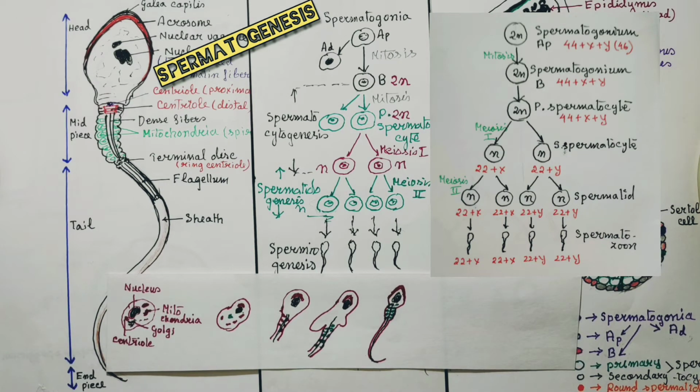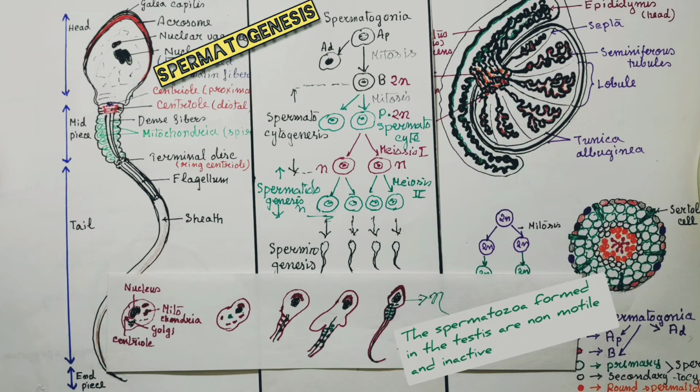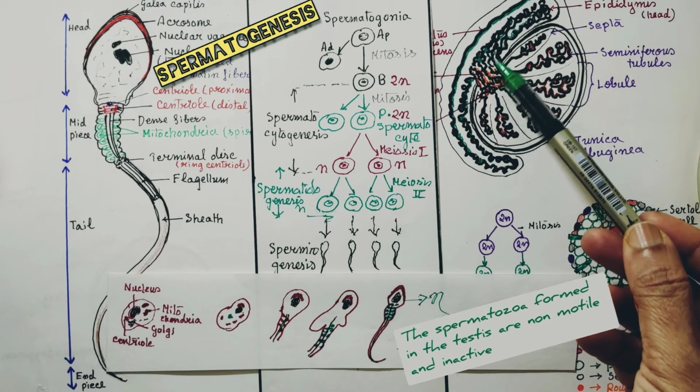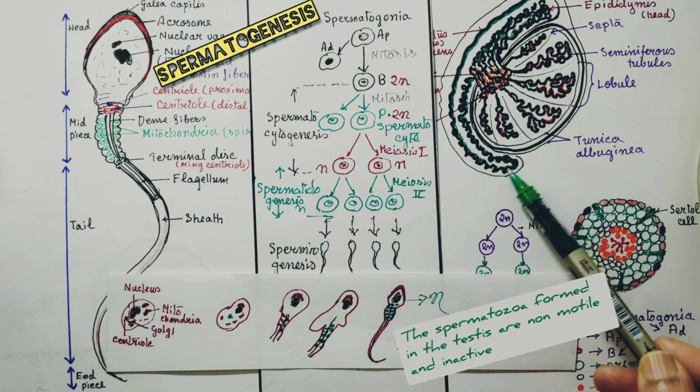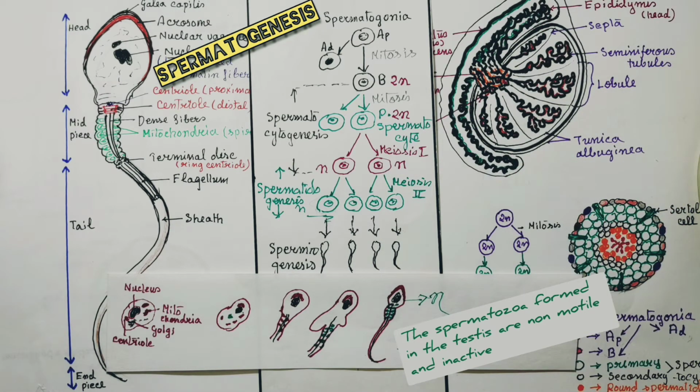So we have discussed the process of spermatogenesis. The steps are spermatocytogenesis, then spermatidogenesis and spermiogenesis. This non-motile spermatozoa are then transported through the rete testis to the epididymis. In the epididymis, they become more mature, they become motile, and they are now capable of fertilization.